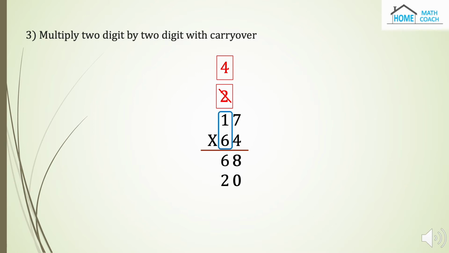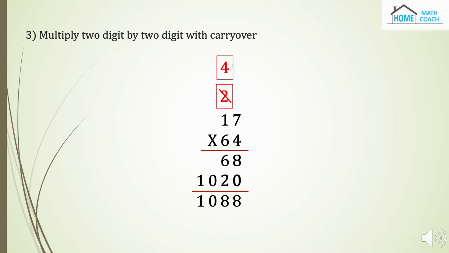Next, we do 1 times 6, which is 6, and we add the carryover of 4, which makes it 10. We write 1 and 0 in the answer in the thousands and hundreds place. Finally, we add the 2 lines of answers and get 1088.